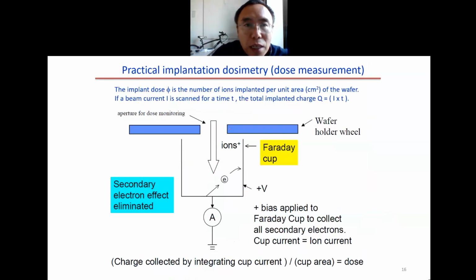The last one is the dose measurement. So what do we do? This is the wafer holder. We put a small thing called a Faraday cup.